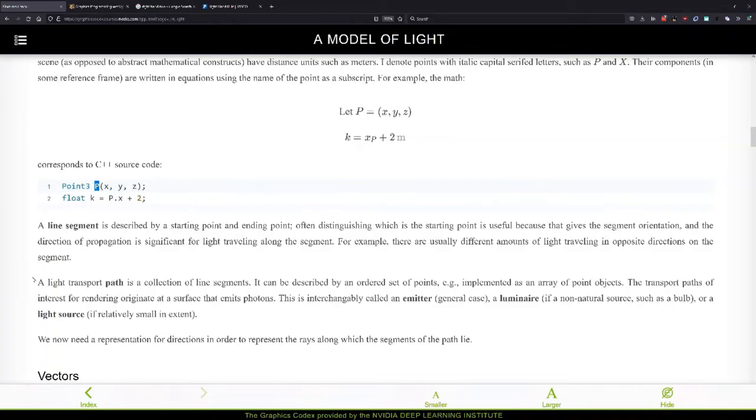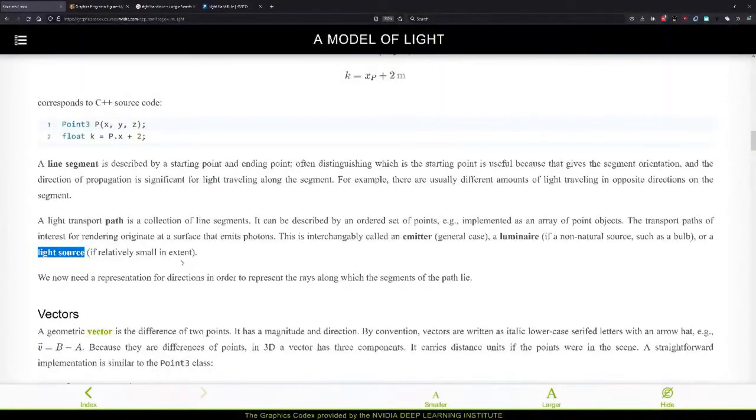So a path is a collection of line segments, an ordered set of points, implemented as an array of point objects. Transport paths of interest for rendering originate at a surface that emits photons. Interchangeably called an emitter, a luminaire, a non-natural source such as a bulb, or a light source. Yeah, so a source of light. Great. I think that's very highly descriptive.